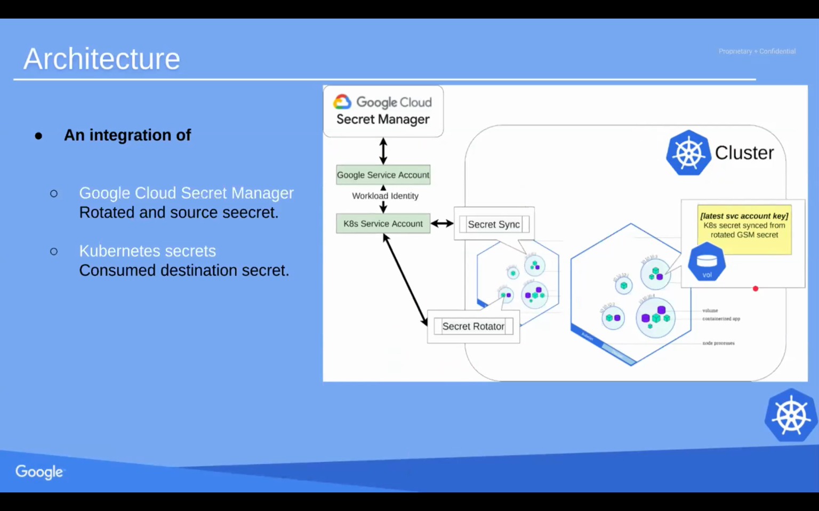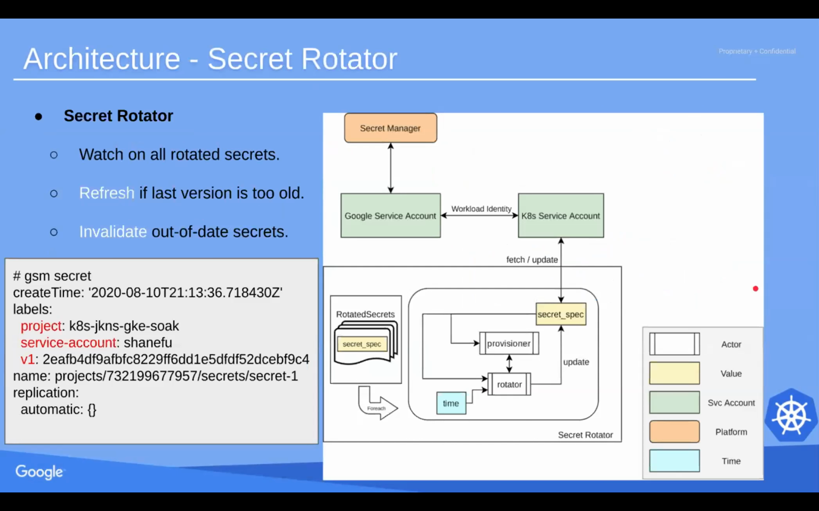So the first part is the secret rotator. What it does is it performs two actions. The first is refresh, and it happens when the last version is too old, that is, it was created too long ago. Then it refreshes and creates a new version of the secret. After it does so, it will then try to invalidate all of the out-of-date versions of the secret.